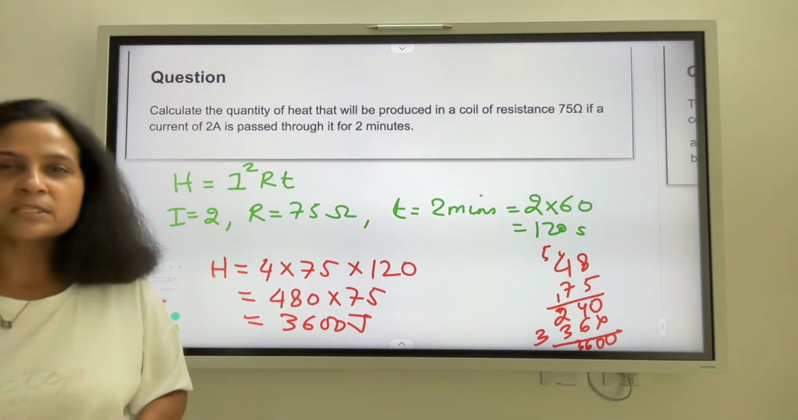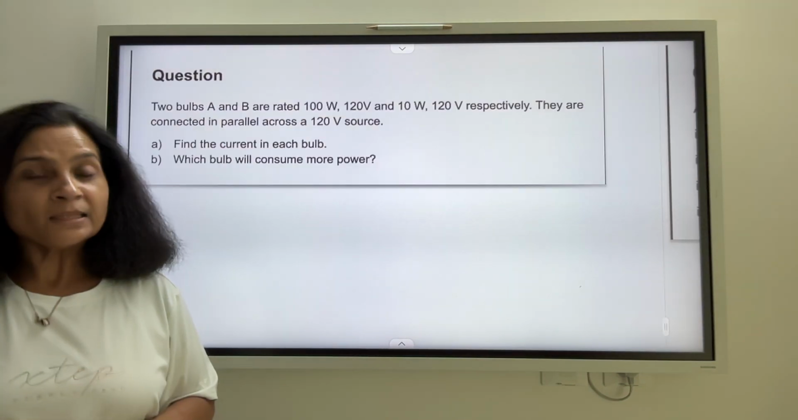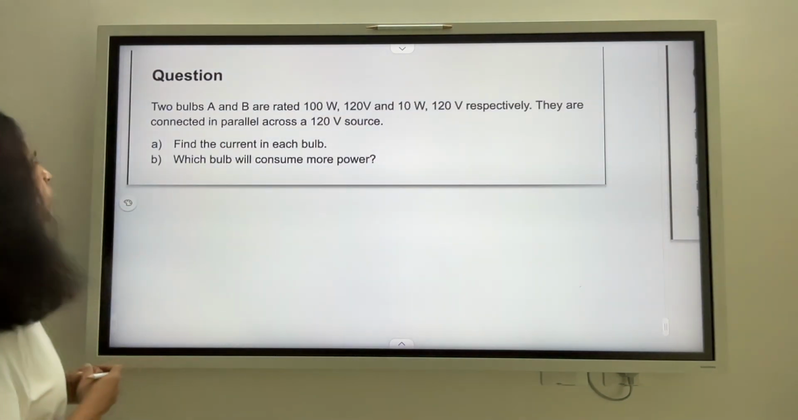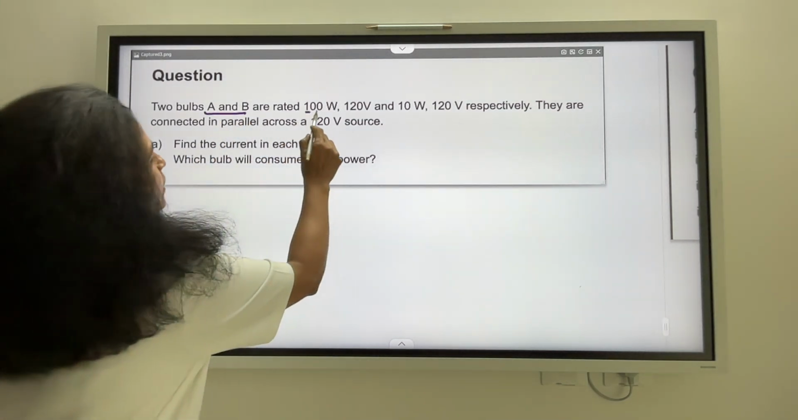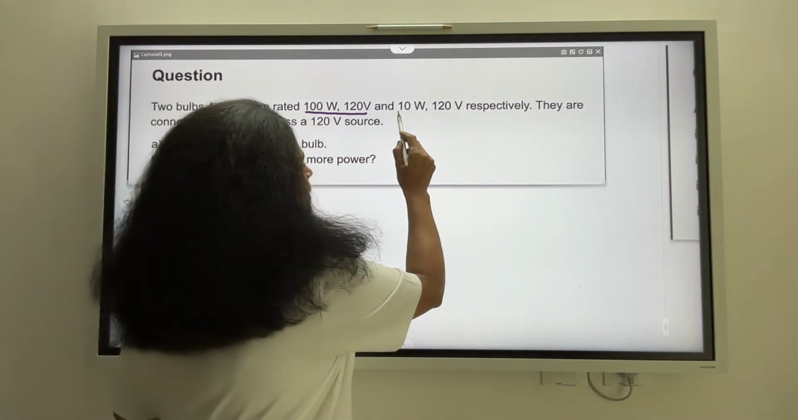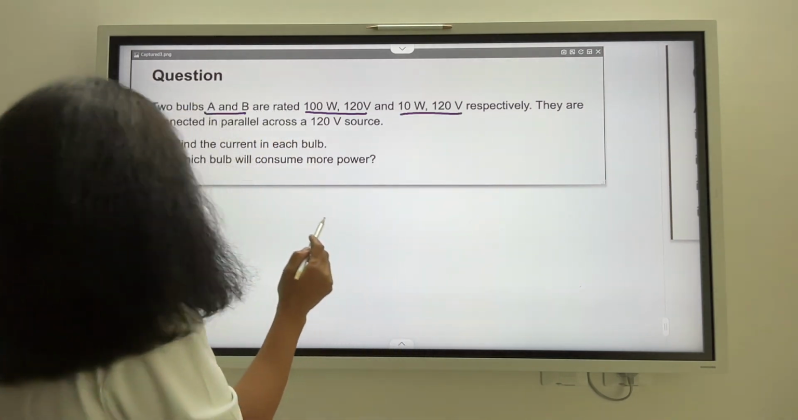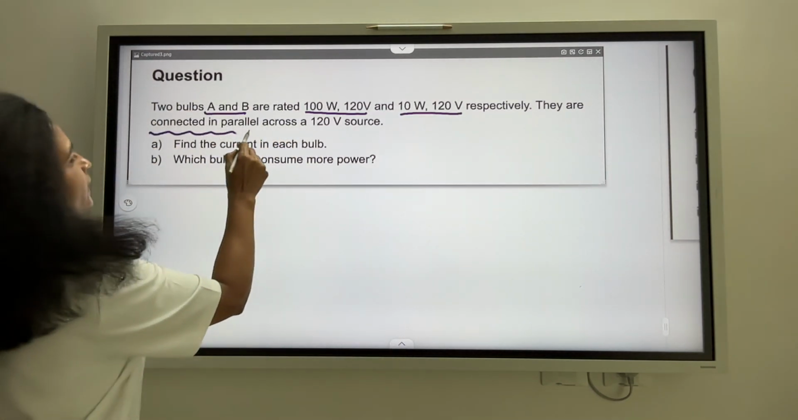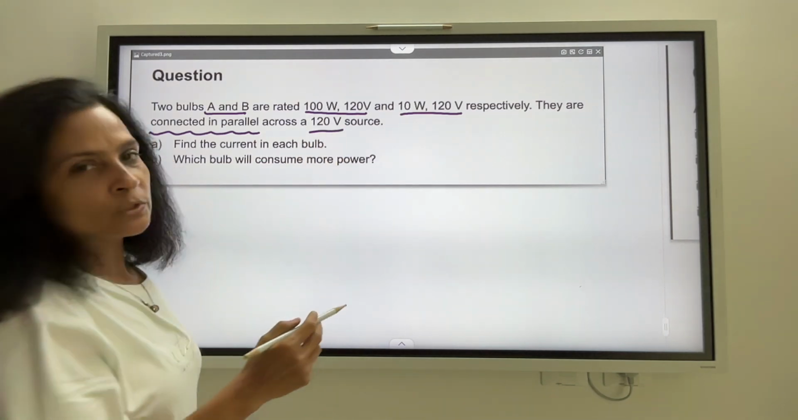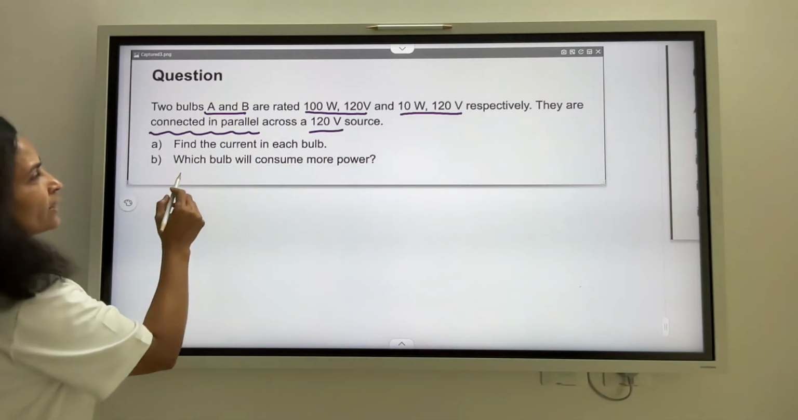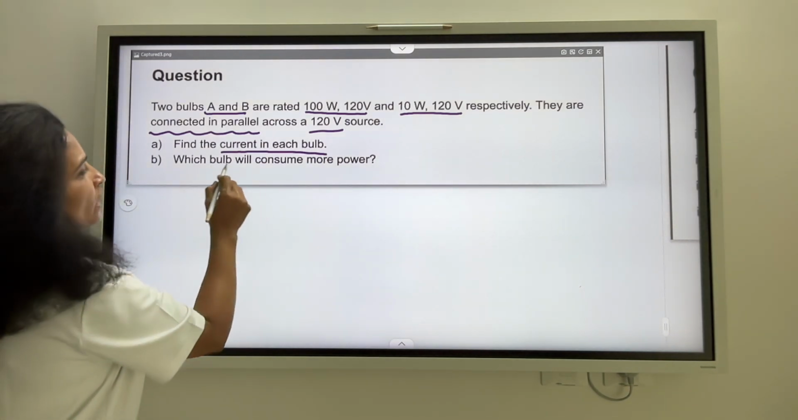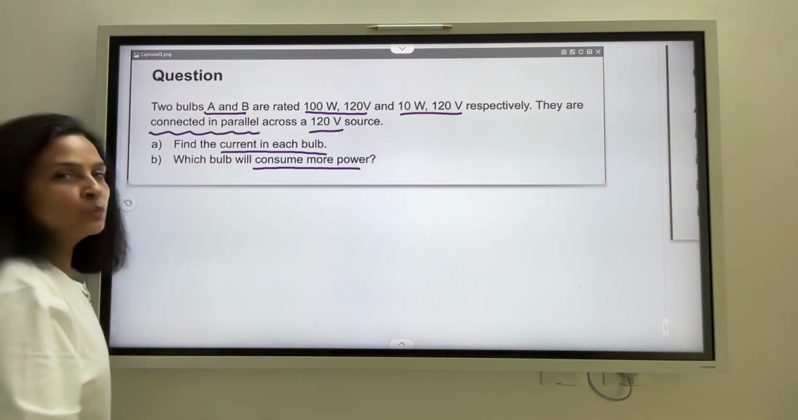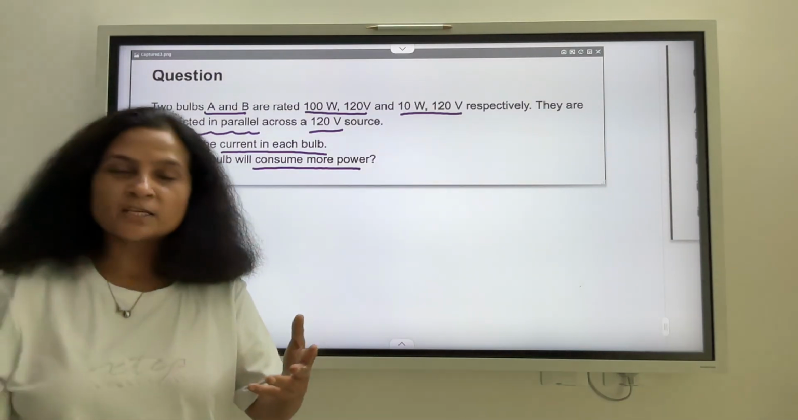So let's take up our second question now. In this question here, you have two bulbs A and B. One is rated 100 watt 120 volt, the other one is 10 watt 120 volt, and they are connected in parallel across a 120 volt source. What are we supposed to find out? The current through each bulb and which bulb is going to consume more power.